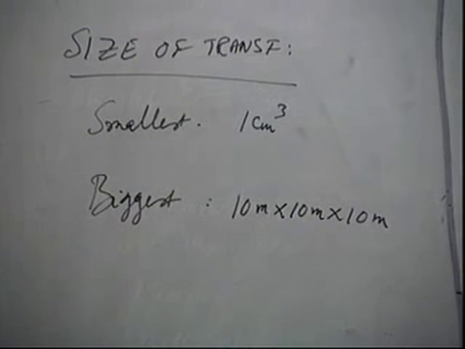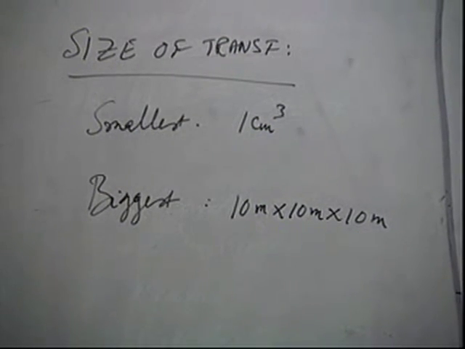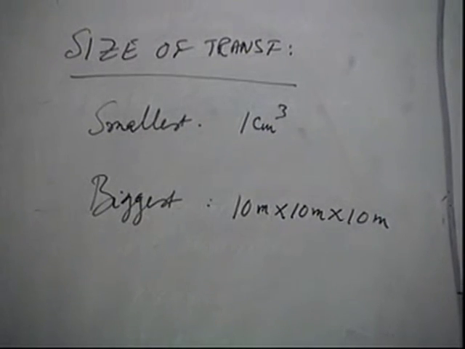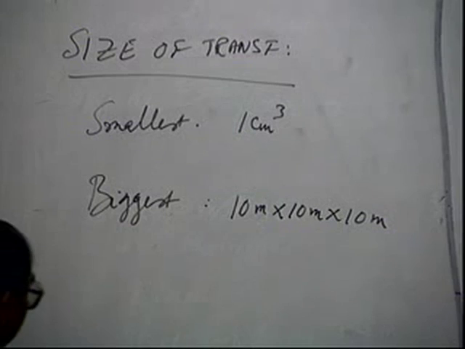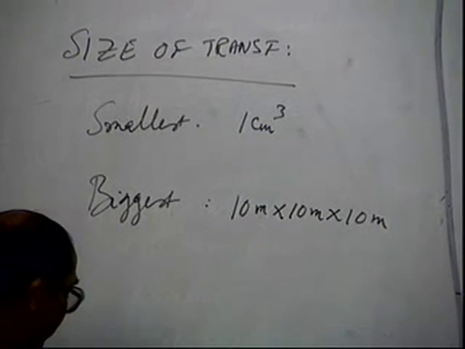Okay. So can a transformer come in an IC chip? No, a transformer cannot come in an IC chip, because there it's all electrostatic. There's no electromagnetic in an IC chip. So that's not possible. So we have an overview of this transformer.